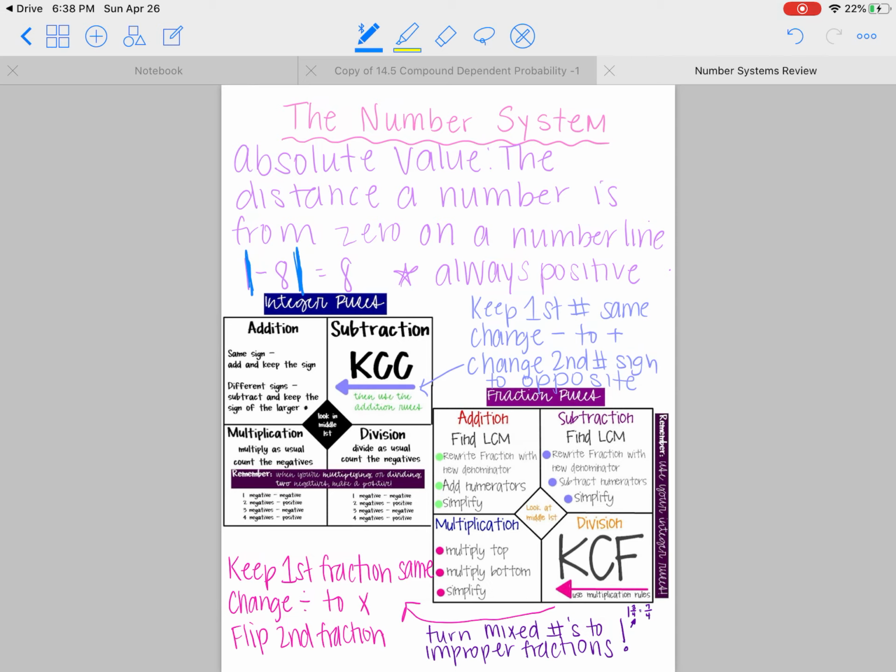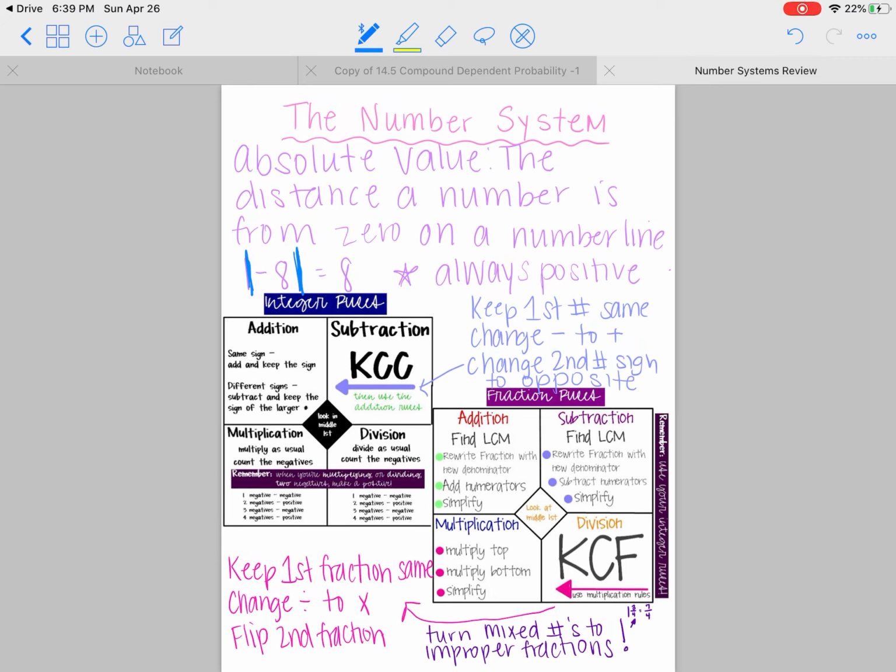For fractions, when you're adding, find the least common multiple, rewrite the fraction with common denominators. You can't add fractions if the denominators are different. They got to be the same. The numbers on the bottom, the denominator, have to be the same. You'll add the top numbers, the numerators. Simplify it if you can.